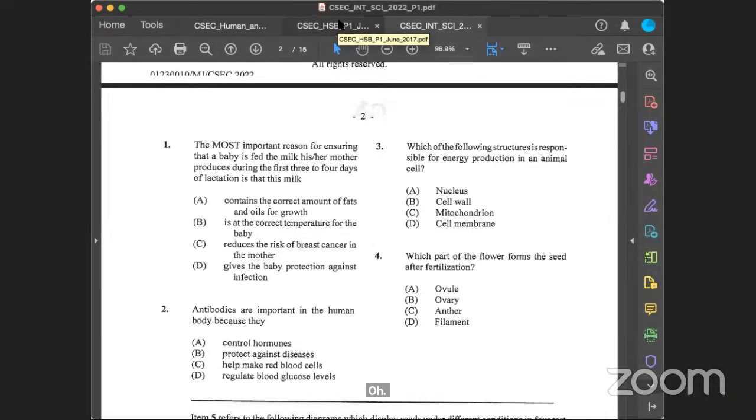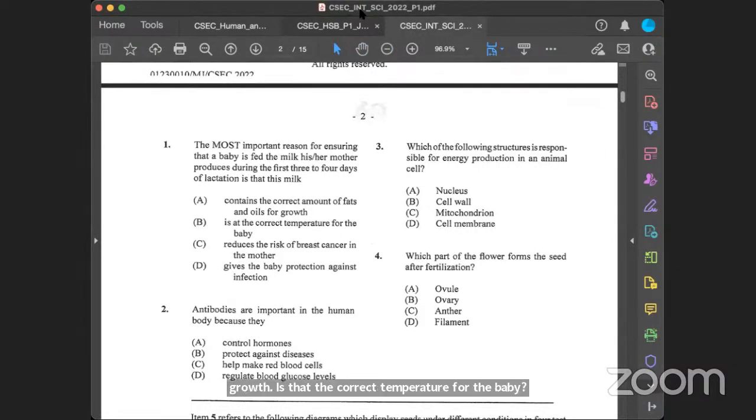Who can read that question there for us? The most important reason for ensuring that a baby is fed the milk his or her mother produces during the first 3 to 4 days of lactation is that this milk contains the correct amount of fat and oil for growth, is at the correct temperature for the baby, reduces the risk of breast cancer in the mother, and D, gives the baby protection against infection. Yeah, we produce, and the milk has antibodies, rich in antibodies.